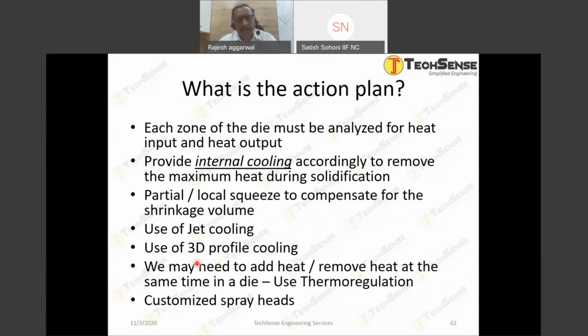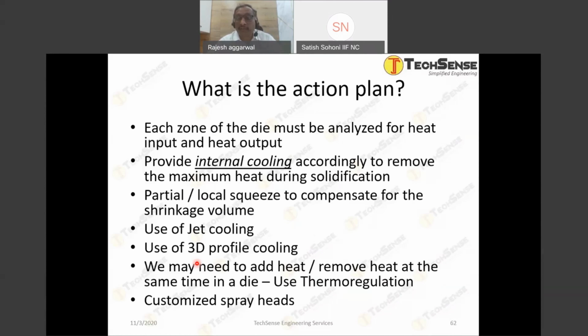So what should we do? Each zone of the die must be analyzed for heat input and heat output. Provide internal cooling accordingly to remove the maximum heat during solidification. Partial local squeeze to compensate for the shrinkage volume. Jet cooling, 3D profile cooling, that is additive manufacturing. We may need to add heat and remove heat at the same time in the die.